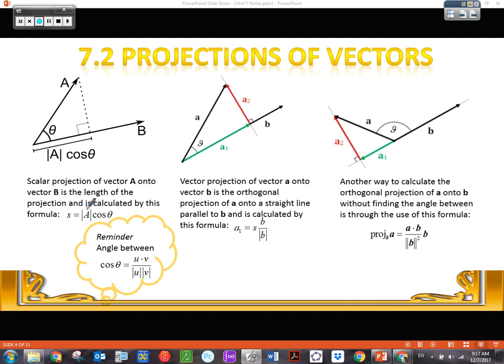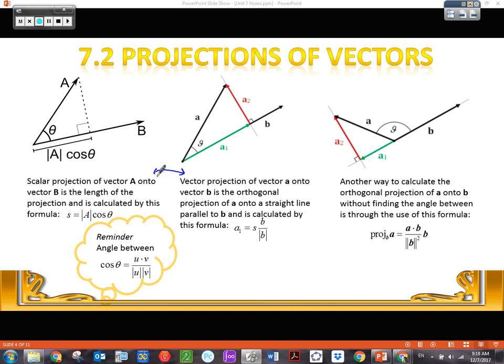Now there will be times where we have two vectors but we don't have the angle measure. The vectors are typically going to be tail to tail. We should remember, hopefully from the last unit, that we can find the angle between two vectors as long as they're tail to tail, and that was this formula. So there will be times where we're not given the angle measure, and we simply use this formula from the last unit to find it. This formula calculates the scalar projection of vector A onto vector B.